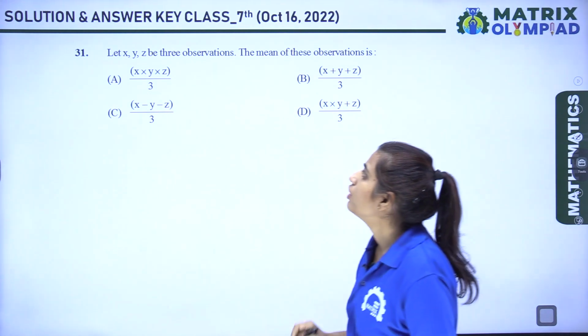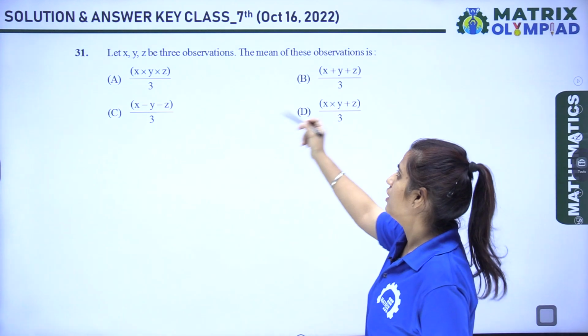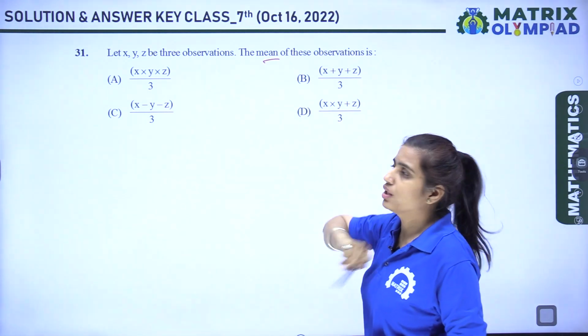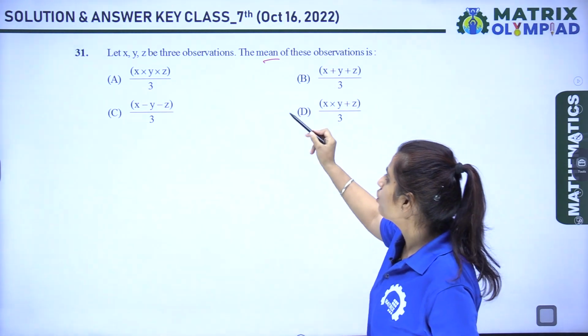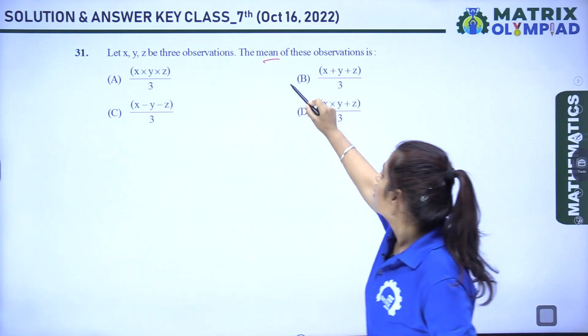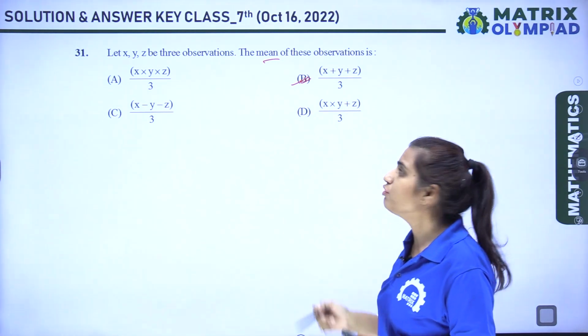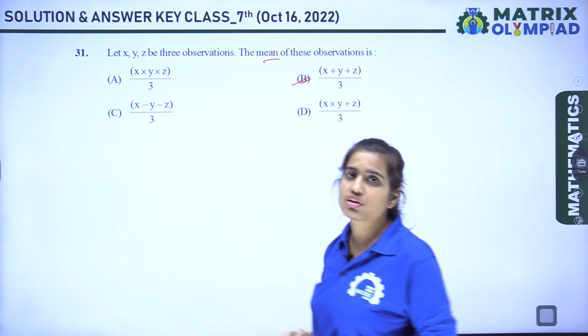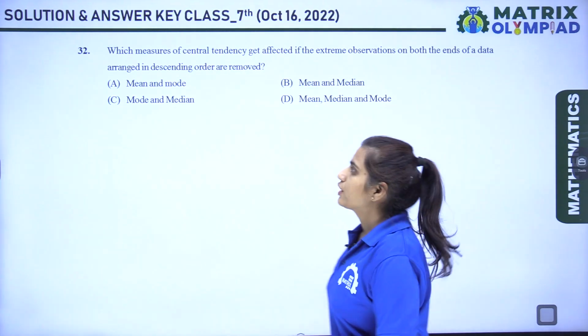We have to just observe these 3 variables, that is x, y and z, and apply the mean formula. So here are 3 terms. According to the options we can say that option B is the correct answer, as the formula for mean is the sum of all the observations upon the total number of observations. Now let's begin with the next question.